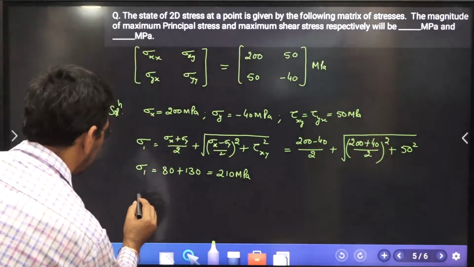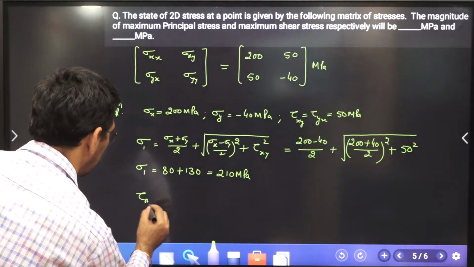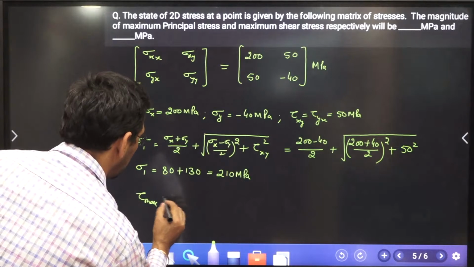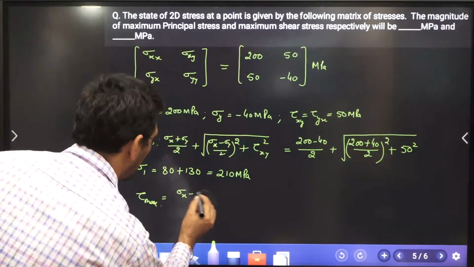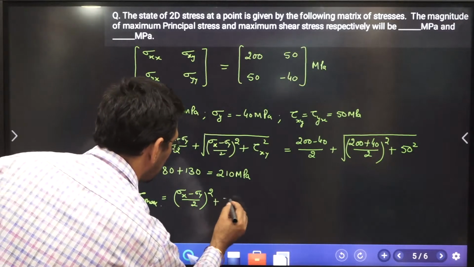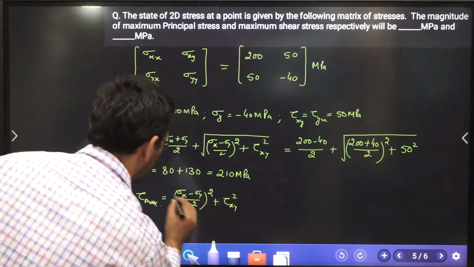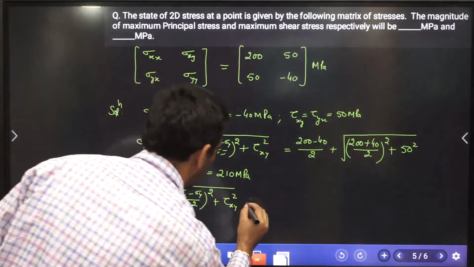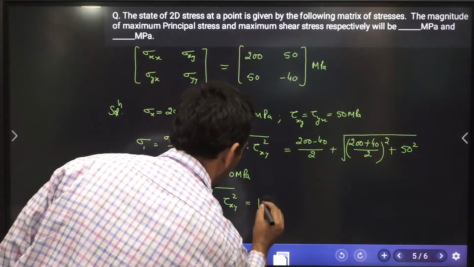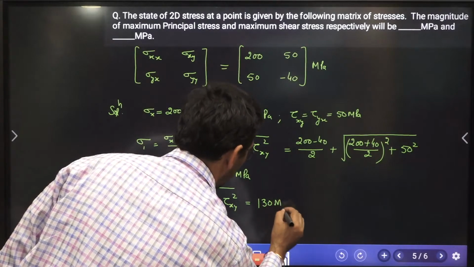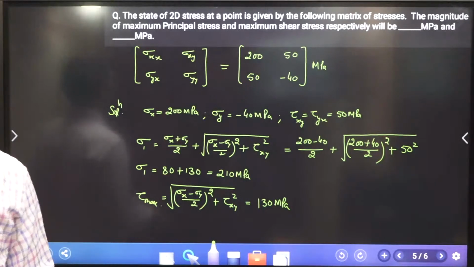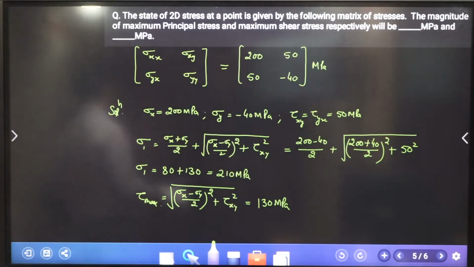Okay, and what about the tau max? Tau max is this part only, which comes out to 130. So that is the square root of ((sigma x minus sigma y) by 2) square plus tau xy square, which is equal to 130 megapascal. Okay, that is how we have to approach these problems.